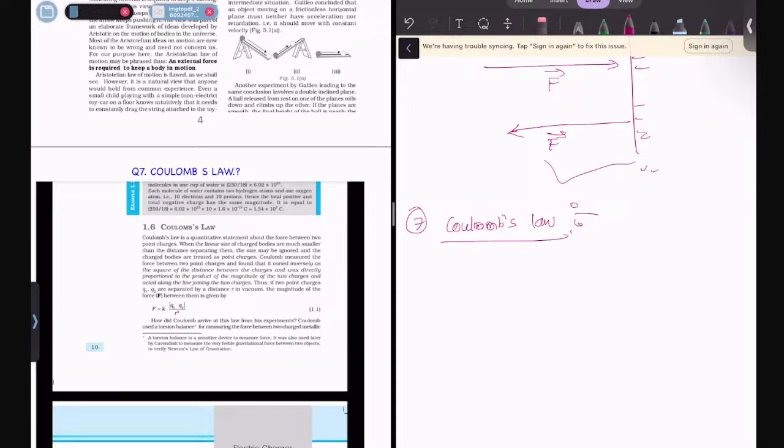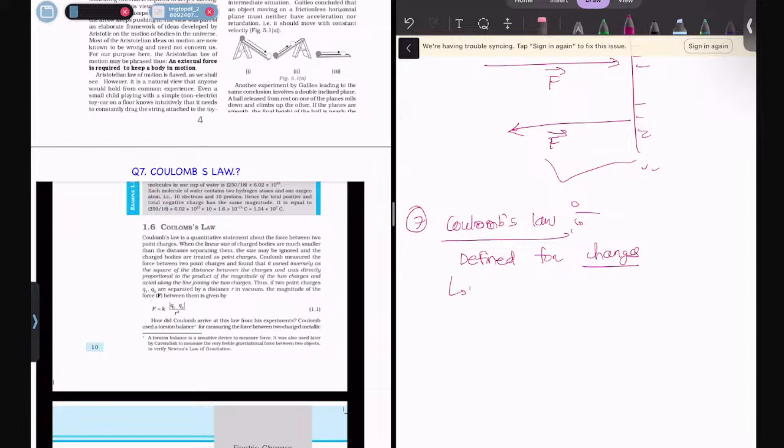You have an idea about the gravitational force. How do we calculate gravitational force? It is very easy for you to learn about Coulomb's law. Coulomb's law is defined for charges. It is used to calculate electrostatic force. Okay, so how do we calculate electrostatic force and what is Coulomb's law?